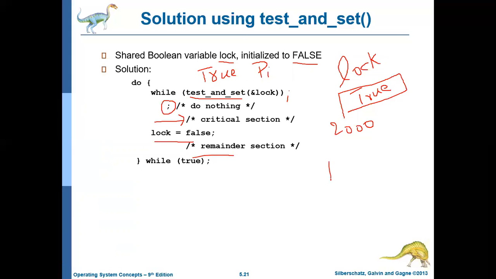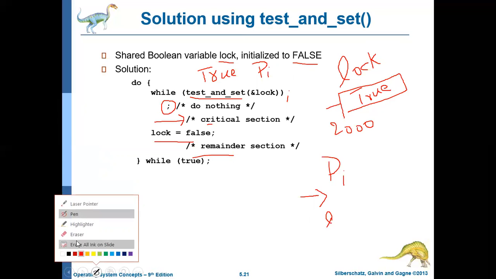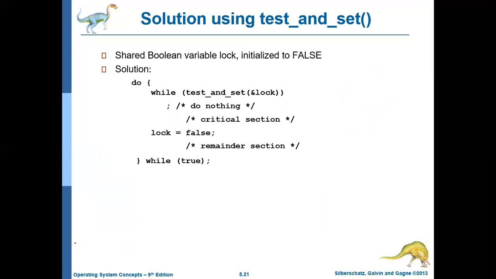Maybe some other process pj is using the critical section. When pj finishes executing the critical section, after the critical section the statement is lock = false, so at that time lock becomes false. Because it is a shared variable, pj is also using the same variable. When it makes lock false, pi will be able to enter. This is how the test and set instruction ensures that two processes can be synchronized effectively, and also that data consistency can be maintained.